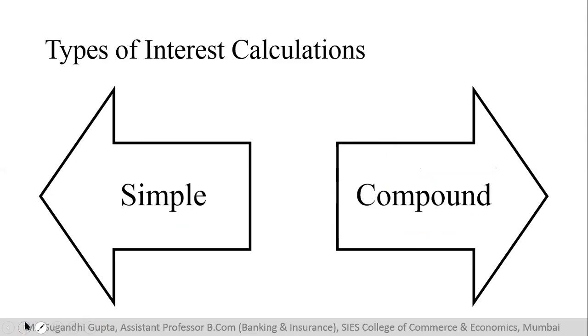Now, let us look at the calculation of interest, basically how time value of money is calculated. So we all know that there are two types of interest which exist. One is simple interest, the other one being compound interest. So let me quickly revise for you what is simple interest and what is compound interest.